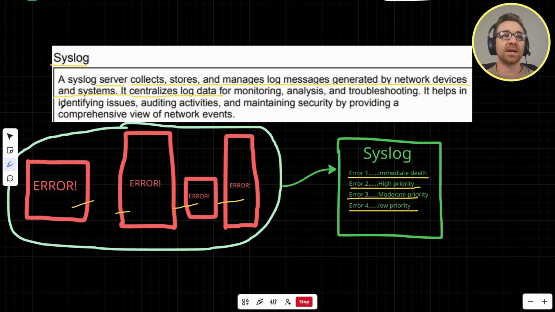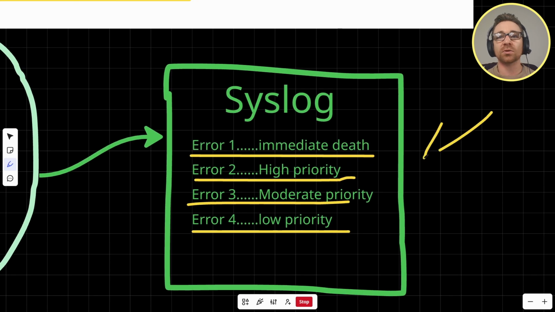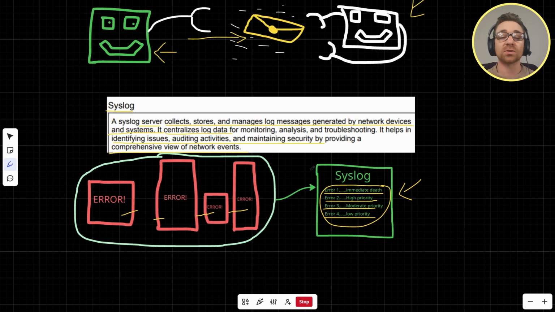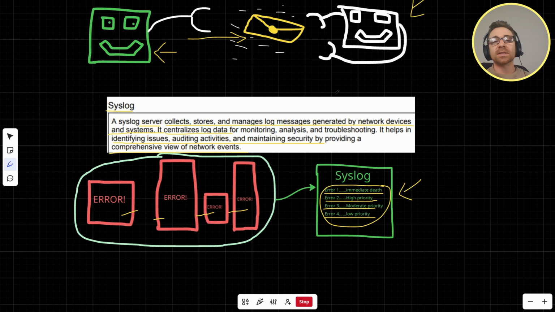So if you're trying to identify issues, or you're trying to do auditing activities, maintaining security, you want to have a comprehensive view of events happening on the network, you would go to your Syslog server. That's where you want to go, because it summarizes all of those errors in one place. Really, really handy. And again, you'll need to know that for your Security Plus. So if you're going down the cybersecurity route, you're going to need to know all about Syslog servers.